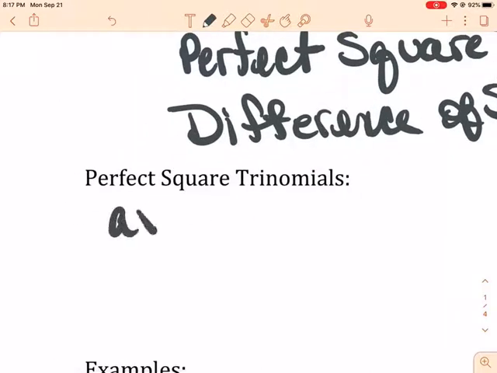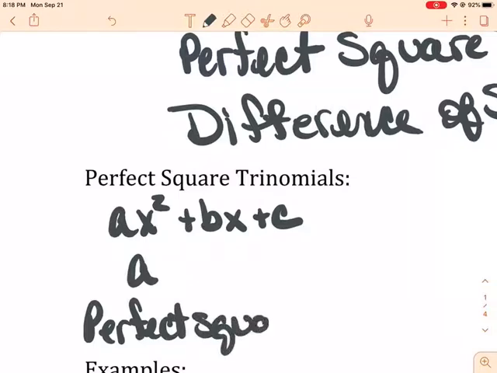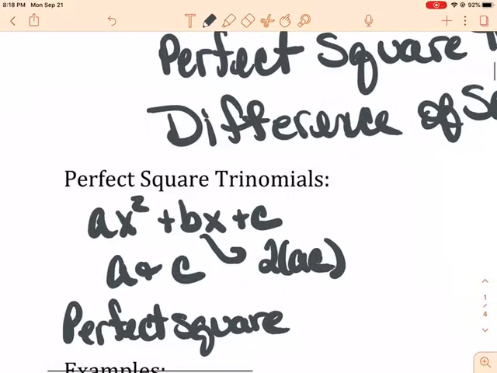They are in the form ax squared plus bx plus c, but a is a perfect square, and so is c. They're perfect squares. And b is 2 times the unsquaring of a and c. So it's kind of like the square root of a and the square root of c.